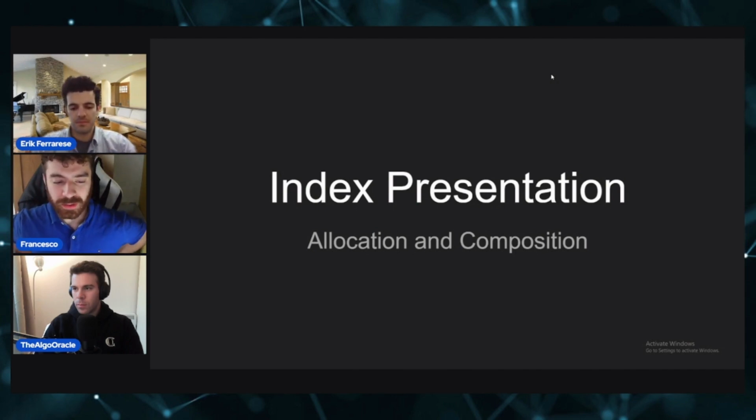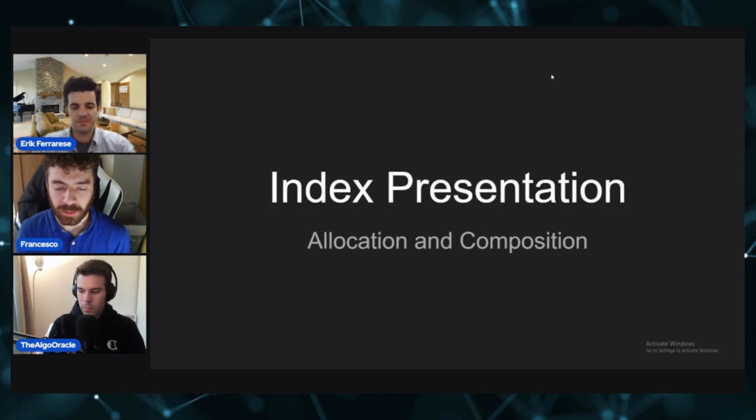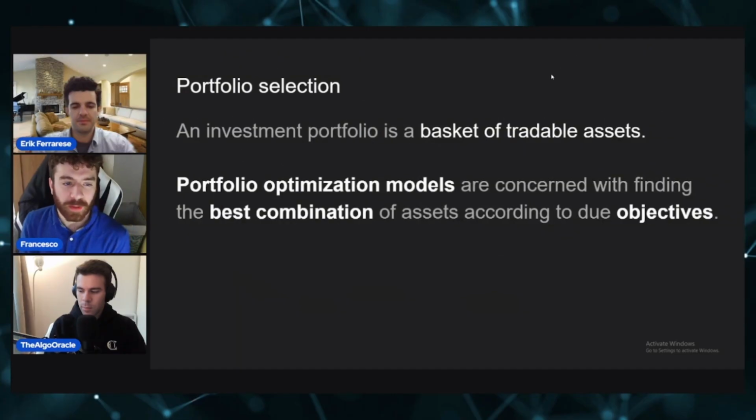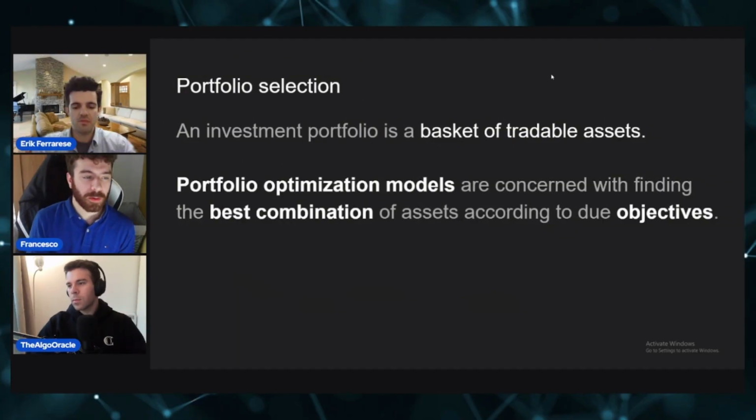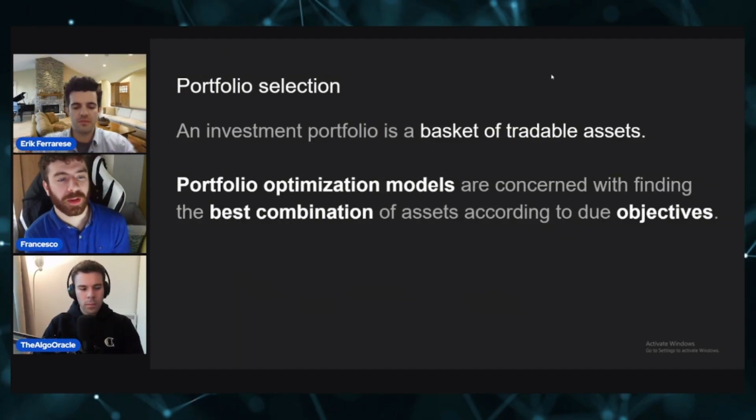And today we're going to focus mainly on the actual composition and weighting of the assets of the index. Let's call it the strategy of picking those assets and how to weight them. To give a little bit of overview of what portfolio selection is, you are basically trying to find the best combination of the assets regarding your objective.